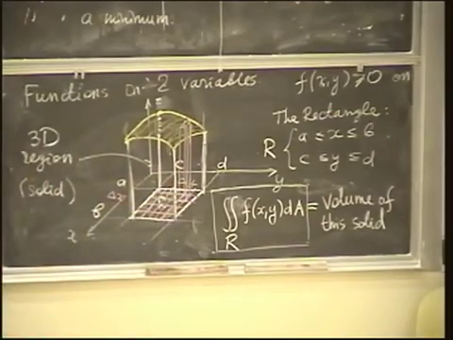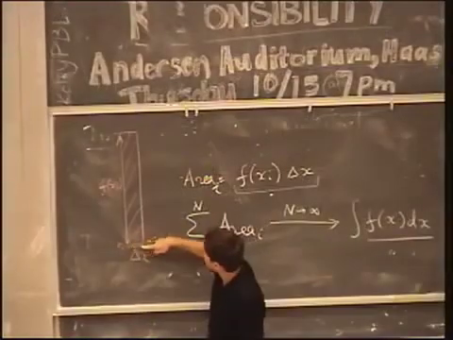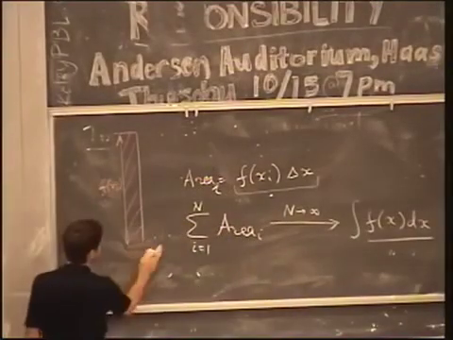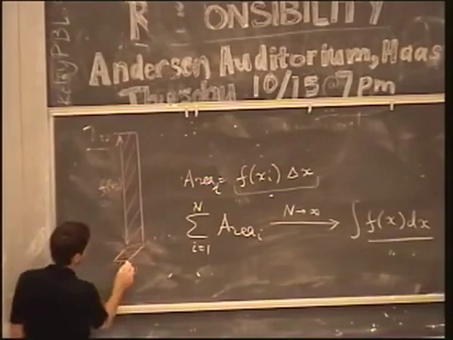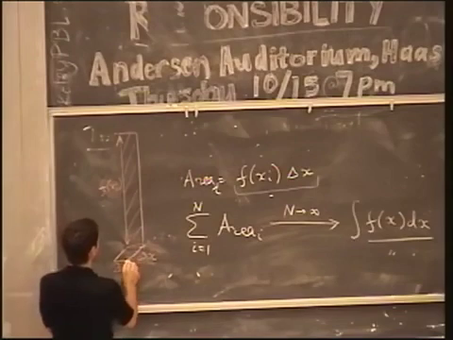So this is precisely analogous to what we did in the one-dimensional case. Except now, in the one-dimensional case, the bottom was a little interval, and now the bottom is going to be a little rectangle. So there will be sizes delta x and delta y. But otherwise, it looks exactly the same.